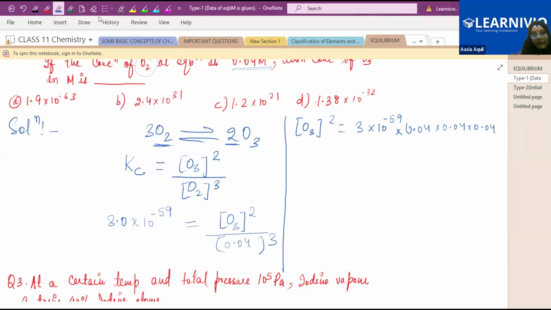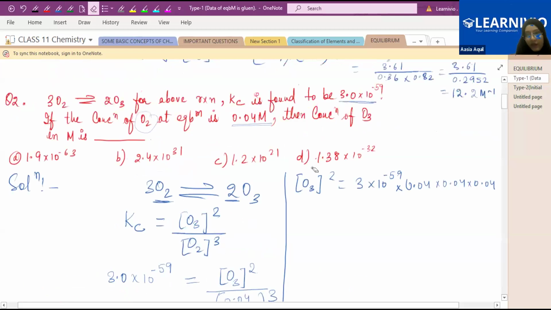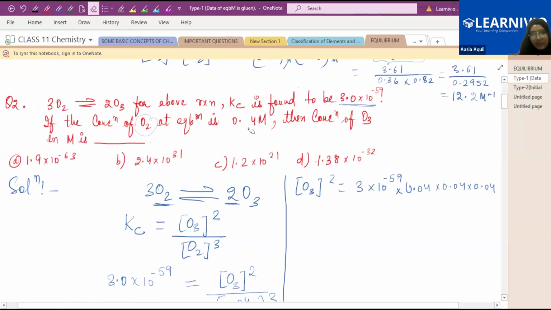Okay, just a second. Just change the value. I'm just changing the value to 0.4 molar. Okay, take the 0.4 molar. Now quickly solve it. Just substitute the value 0.4 into 0.4 into 0.4.